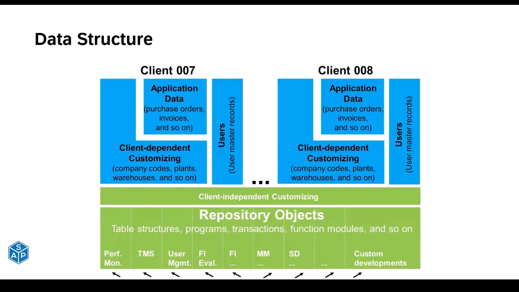One is your client dependent customizing. Client dependent customizing, for example company codes, plants, warehouses, and so on. So these are the different types of client specific customizing. Also in case of your tax structure, this also is a client specific customizing.